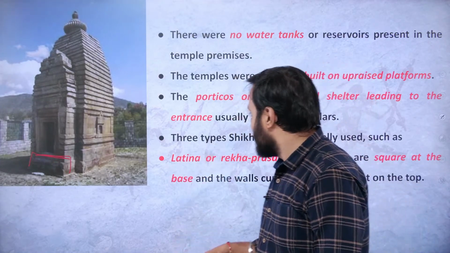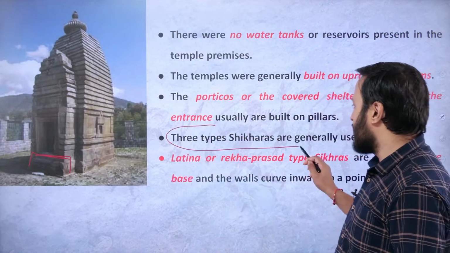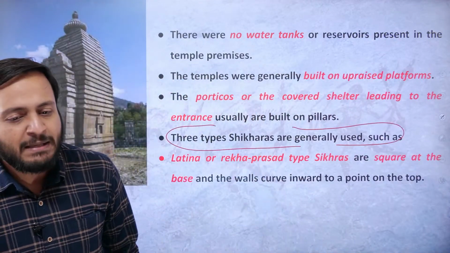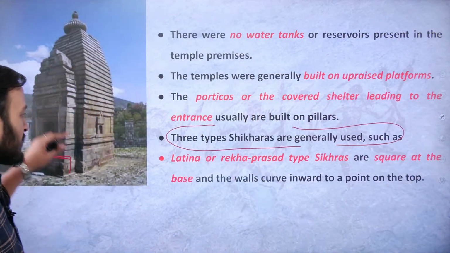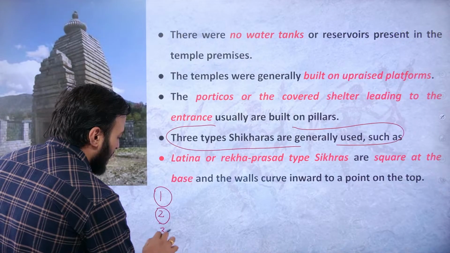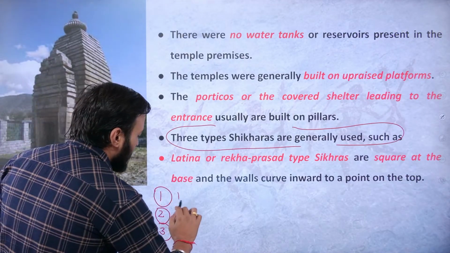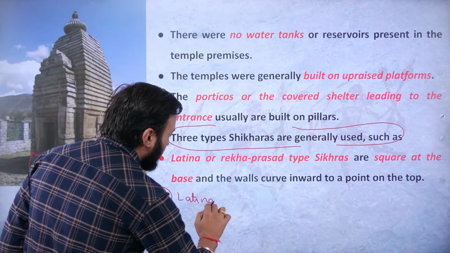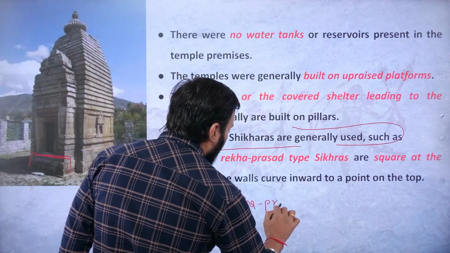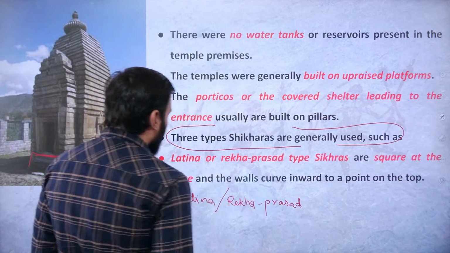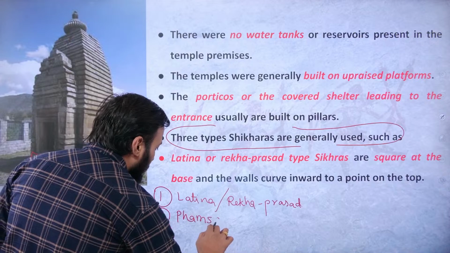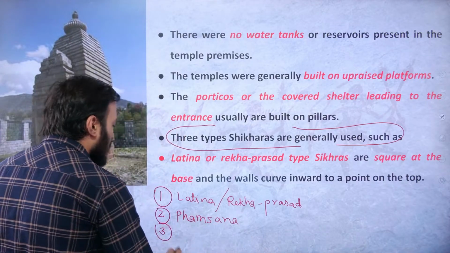Now moving further, usually three types of shikharas are present in our Nagara style temples. Which are those three types of shikharas? Let me tell you the names all at one place. The first is called Latina or Rekha Prasad. Second one is called Phamsana, okay. Third one is called Vallabhi.